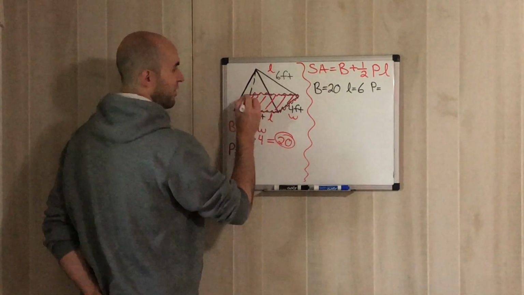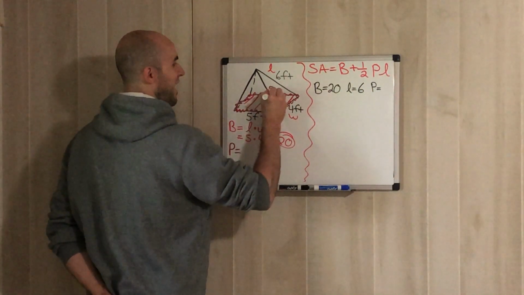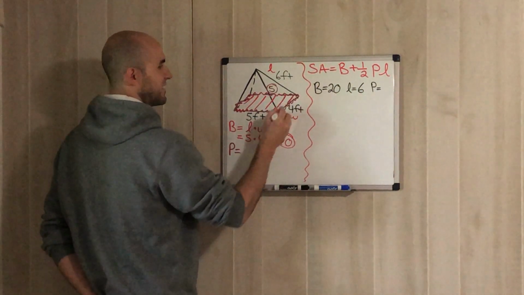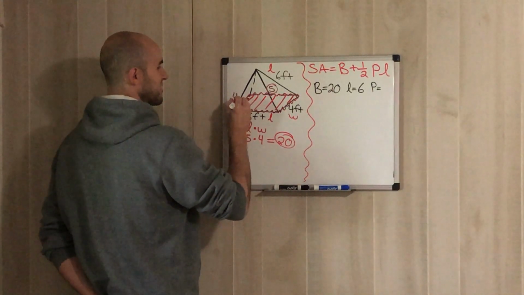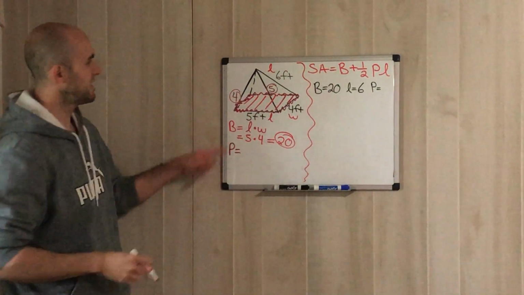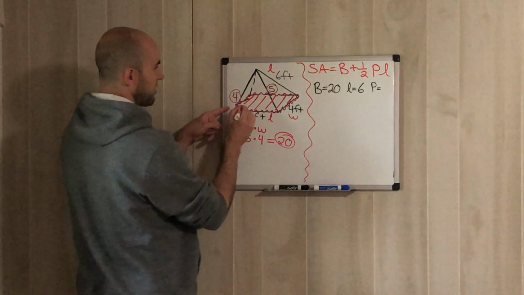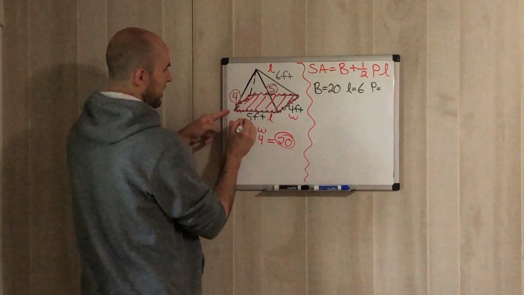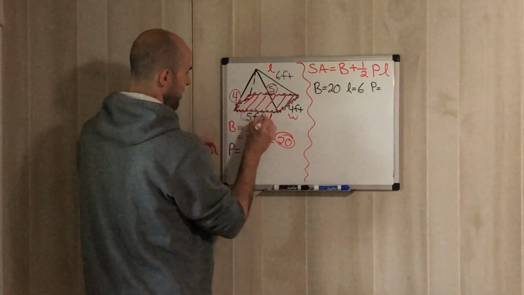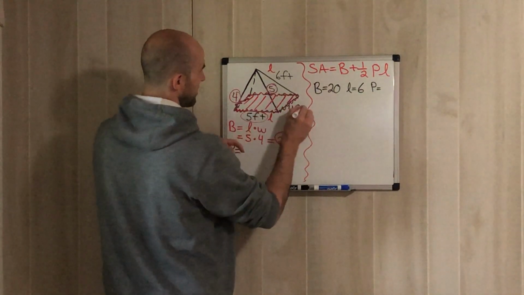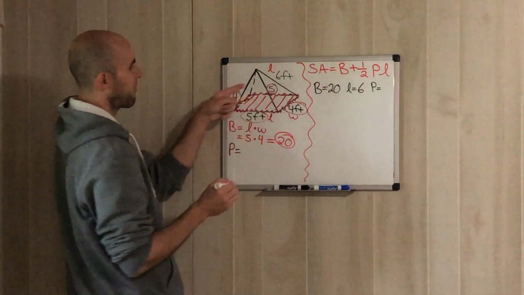So if that's 5, we know that the back is also 5, right? If the right side is 4, we know that the left side is also 4. And so now all we're going to do is take all our sides. We know that that side is 4. We know that this side is 5. We know that this side is 4. And we know that the back part is 5.